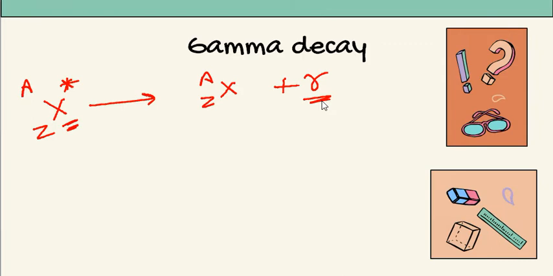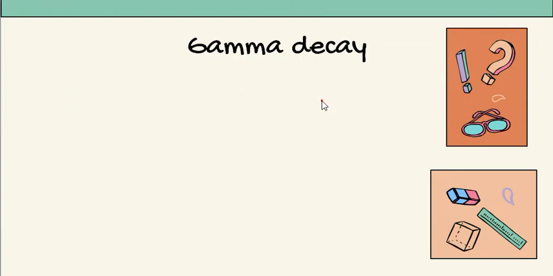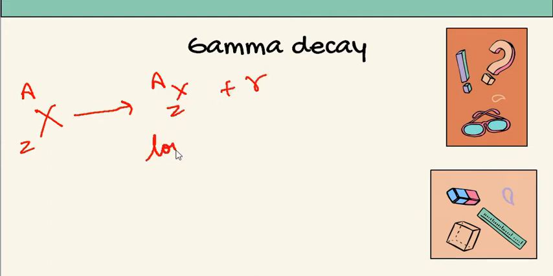Now clearly you can see in the reaction that there is no atomic number change and no mass number change. Why so? Because the emitted photon has zero rest mass and carries no charge. So in a gamma decay, the mass number and atomic number of the nucleus remain unchanged and no new element is formed. The parent nucleus from which this ray is emitted is in a higher energy state and the daughter nucleus comes in a lower energy state.